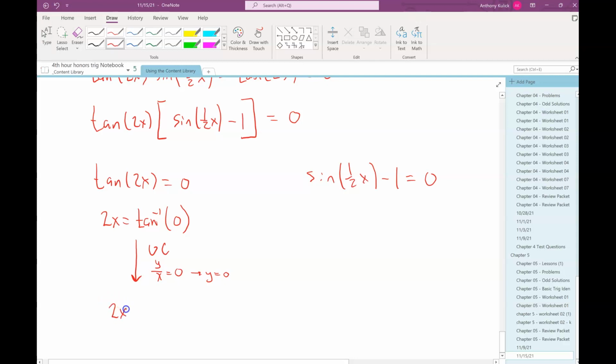So going to the unit circle, that gives us 0. And that also gives us pi.